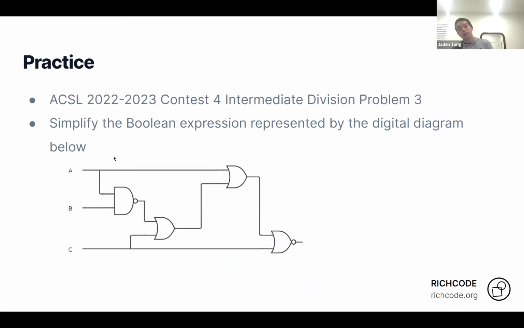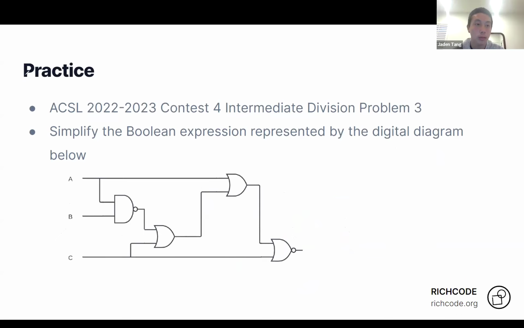Okay. So we have a Boolean expression here, and we need to simplify it as much as possible.